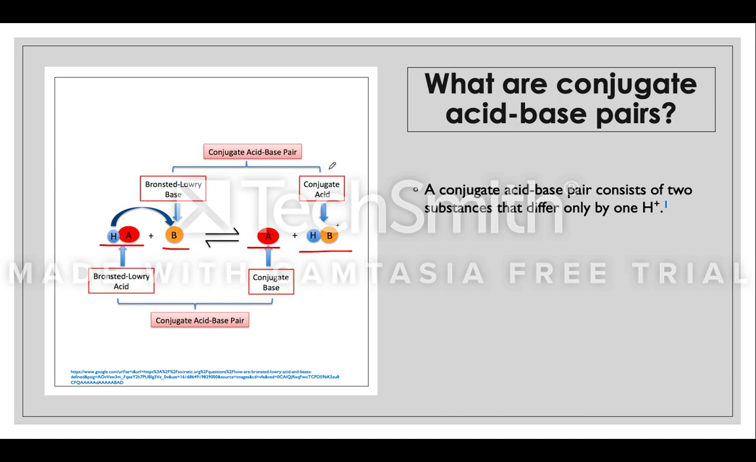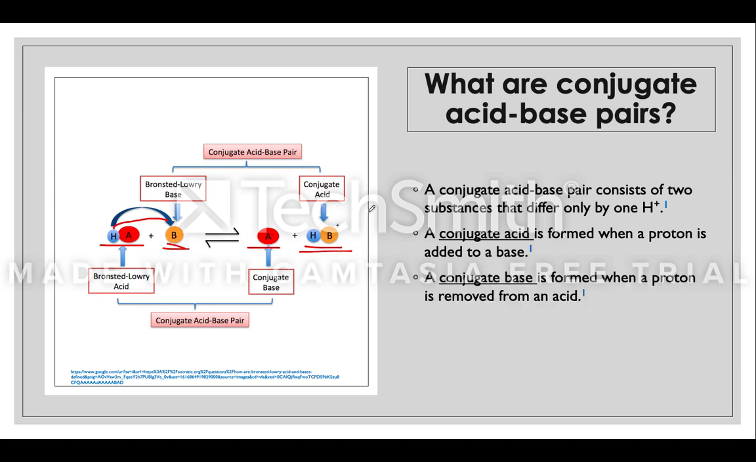But now we have to identify which one's the conjugate acid and which one's the conjugate base. A conjugate acid is formed when a proton is added to a base. So we see here, this proton is being added to this base, producing HB. This would be the conjugate acid, this would be the conjugate base. A conjugate base is formed when a proton is removed from an acid. So, a proton is leaving HA, forming A minus. Thus, this would be the conjugate base. This would be the conjugate acid.